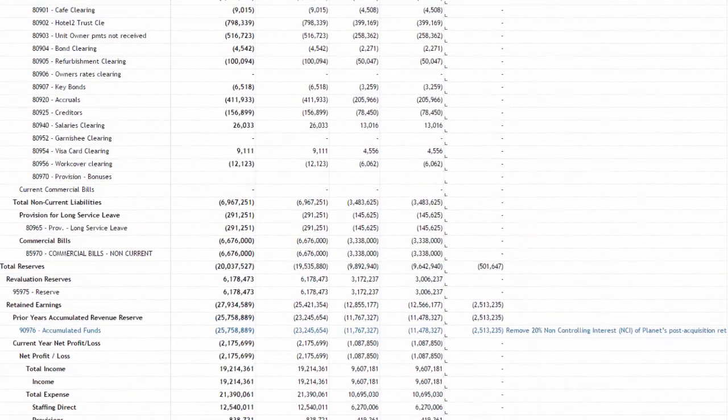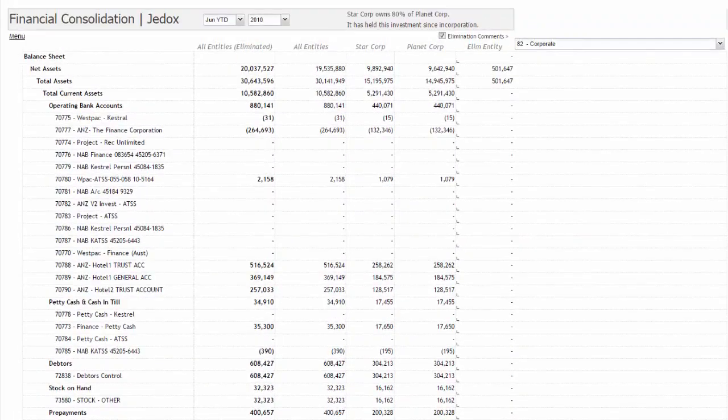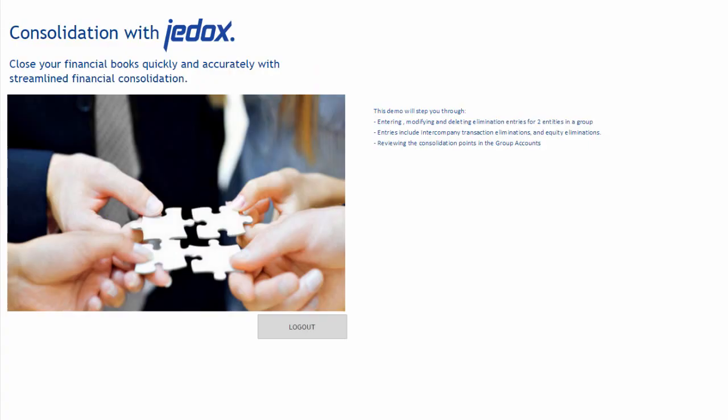So now we've completed our financial elimination entries, and Jedox by default consolidates the values. We've got the correct amount for our net assets and our net equity at our total balance sheet level. So that is an overview of financial consolidation with Jedox.